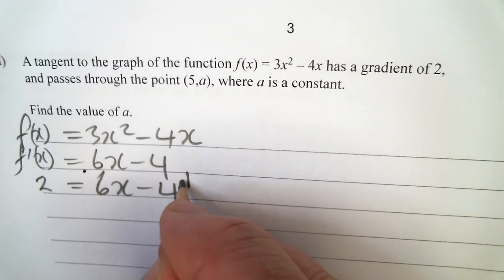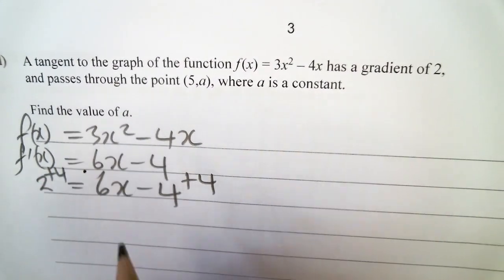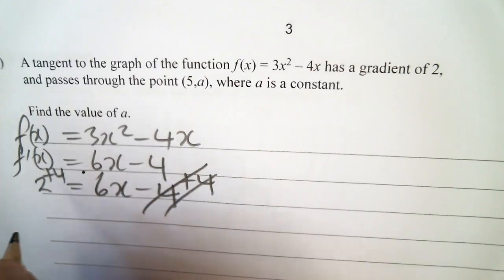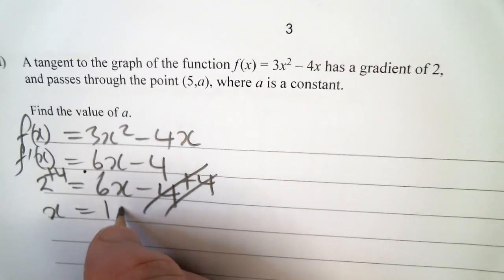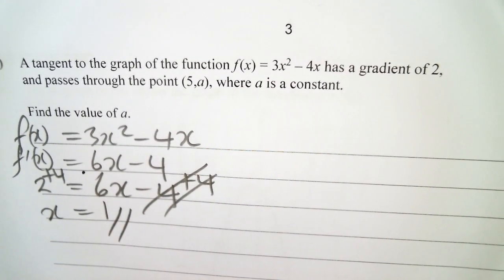To do that, I'm going to add 4 to both sides. So I've got 6x is equal to 6, therefore x is going to equal 1. So we've found our value of 1. So we know what that is.